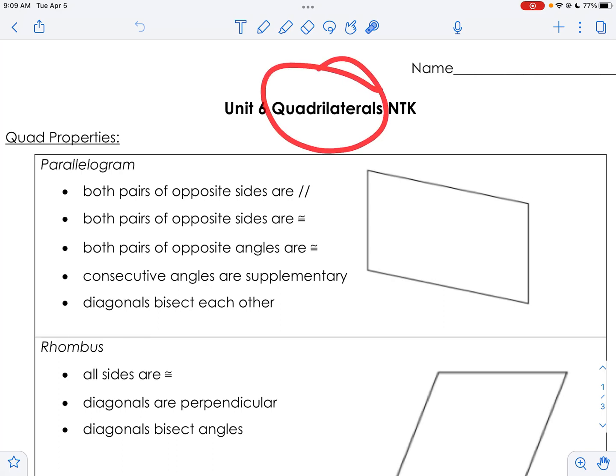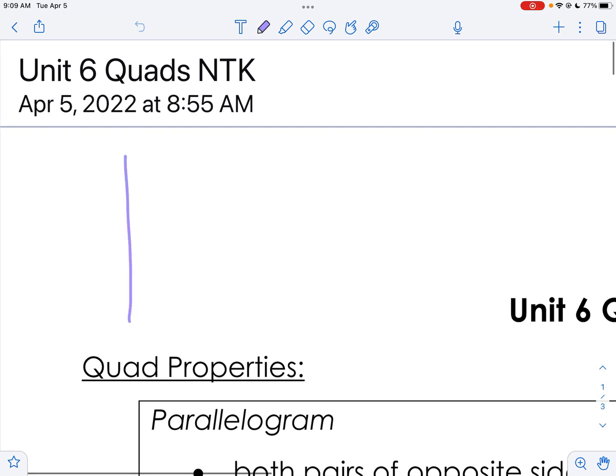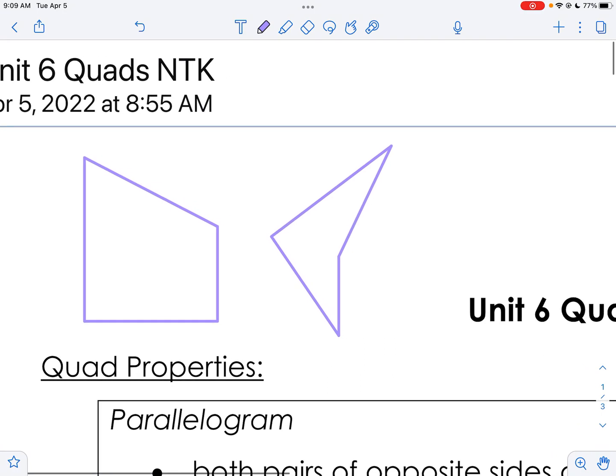Today we're going to talk about Unit 6, which is all about quadrilaterals. Now, a quadrilateral is just a shape that has four sides. So any shape that has four sides, I'm just going to sketch one out. As long as those sides are straight, like that would be a quadrilateral right there. This is also a quadrilateral, because it has four sides.